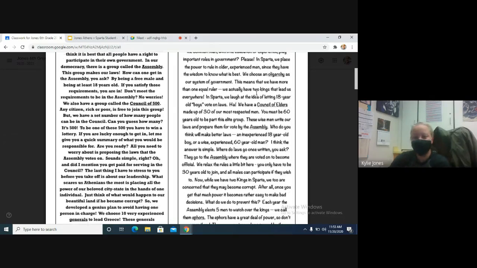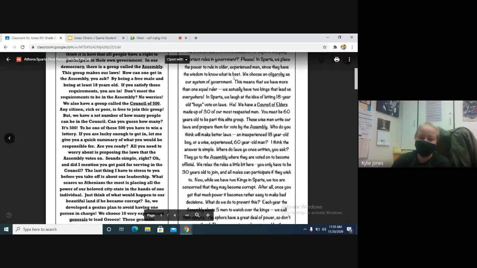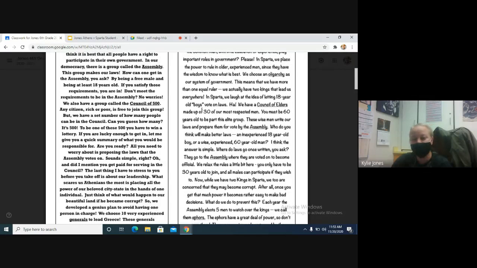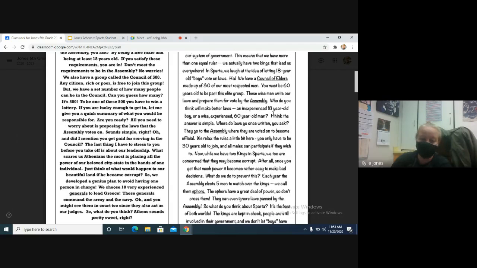In Sparta, we laugh at the idea of letting 18-year-old boys vote on laws. Ha! We have a council of elders that make up 30 of our most respected men. You must be 60 years old to be part of this group. These wise men write our laws and prepare them to be voted on by the assembly. Who do you think will make better laws? An inexperienced 18-year-old boy or a wise, experienced 60-year-old man? I think the answer is simple.